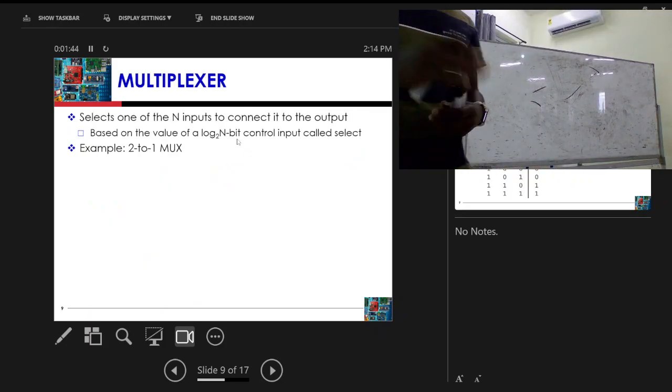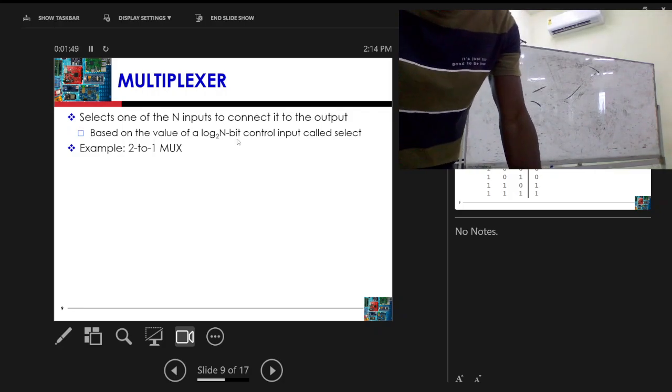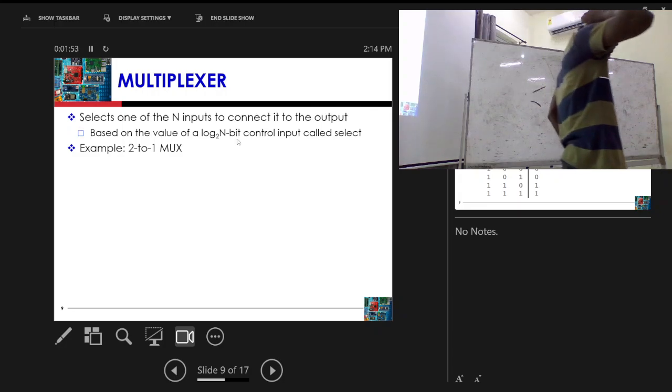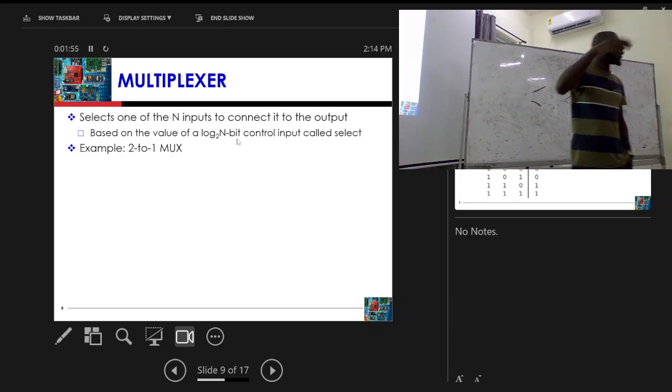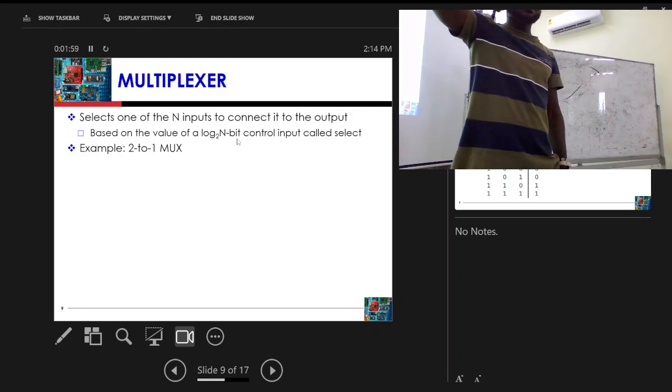So I think the last time we looked at a decoder, right? And I showed you guys how to draw the decoder's internal architecture, right? Using AND gates and then NOT gates and stuff like that.